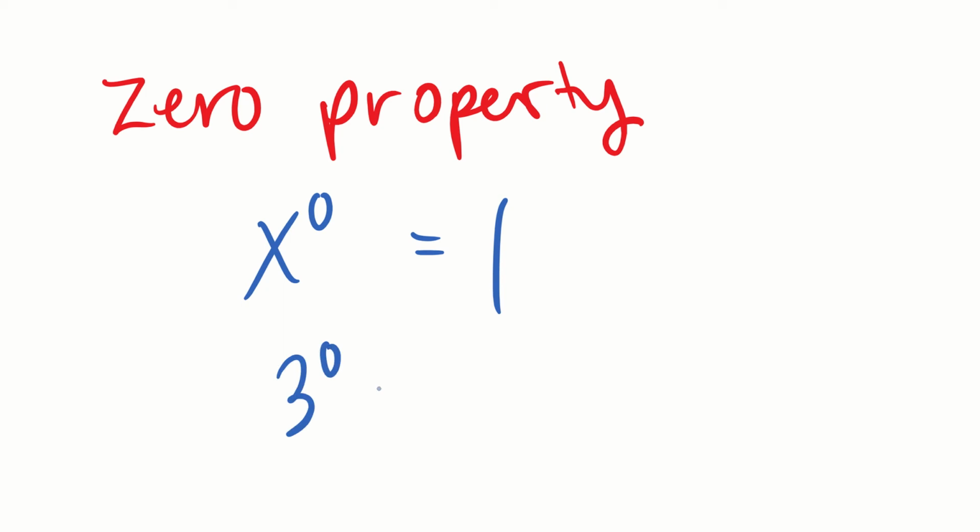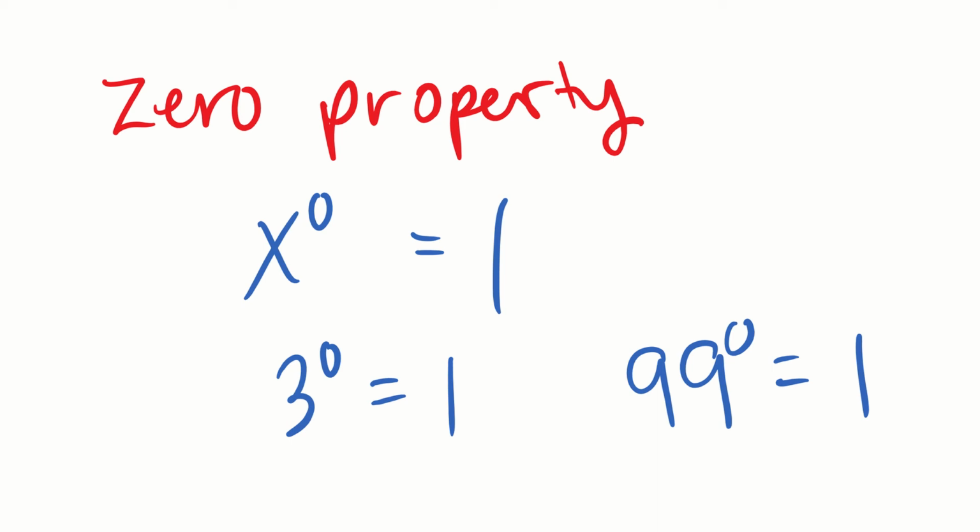It doesn't matter what the base is, the answer is always 1. So if I have 3 to the 0 power, that's going to be 1. If I have 99 to the 0 power, that's going to be 1. And we'll use the other properties to prove that.